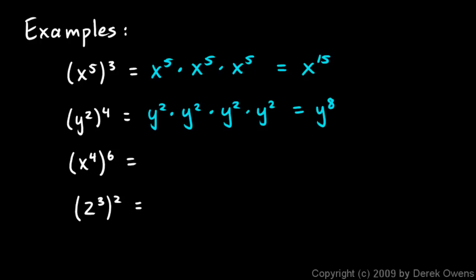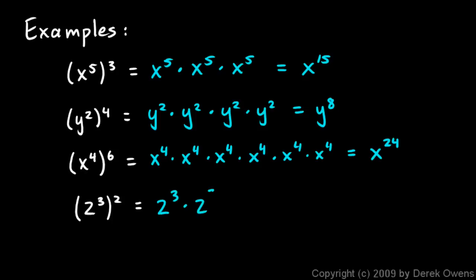In the next one, x to the fourth to the power of 6, that's going to be x to the fourth times x to the fourth times x to the fourth, and so on, a total of 6 x to the fourths. And if we add up 4 6 times, that's the same as multiplying 4 by 6, and it comes out to x to the power of 24. And the last one is 2 cubed squared. This will work with numbers or variables. We have a 2 cubed squared, so this is 2 cubed times 2 cubed, which is 2 to the 6th, and that works out to 64.